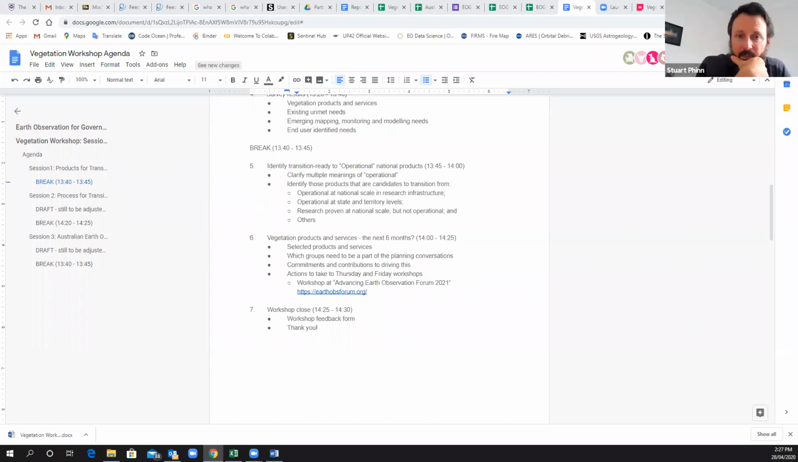Just while people are thinking, I did see Matt's point about supporting a wide range of maturity. That is going to be a bit of a challenge because operational is different to everyone. And I do think we can try and help this group move forward to having at least a consensus on what could be done at the national level as well.